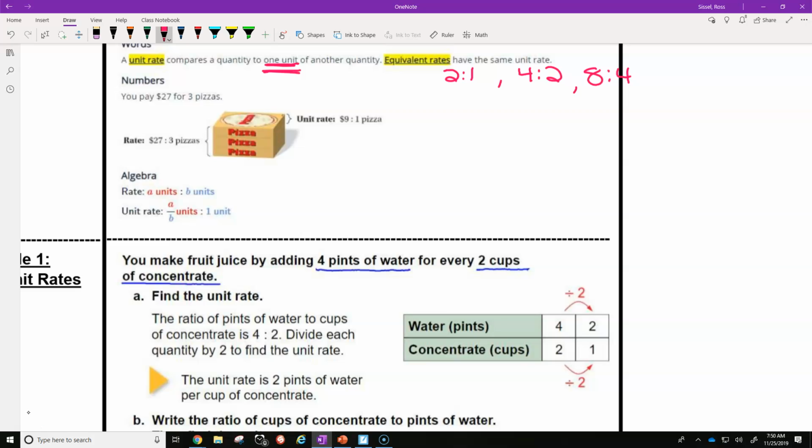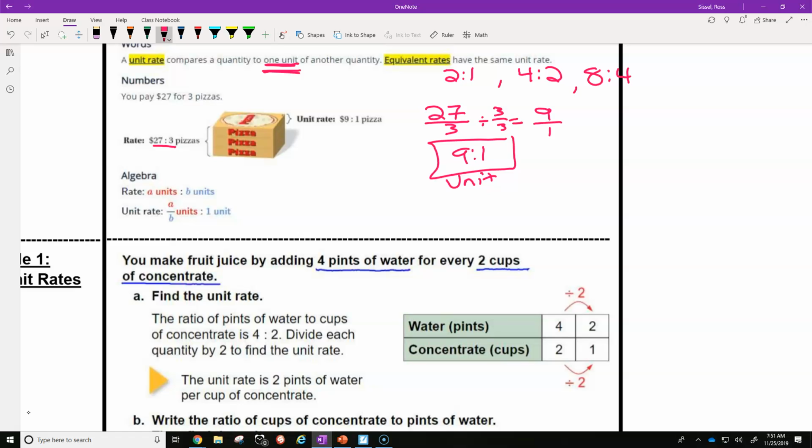Here's an example. I paid $27 for 3 pizzas. So my ratio was 27 to 3. Well, if I go ahead and I simplify that, just like if it was a fraction, 27 over 3, I could divide each side by 3, and I'd get 9 over 1. This is my unit rate. $9 for 1 pizza.